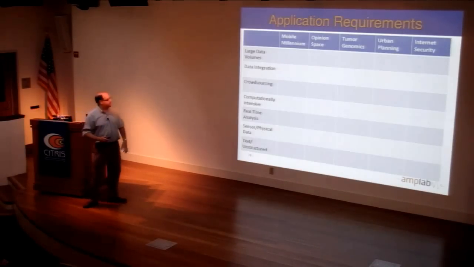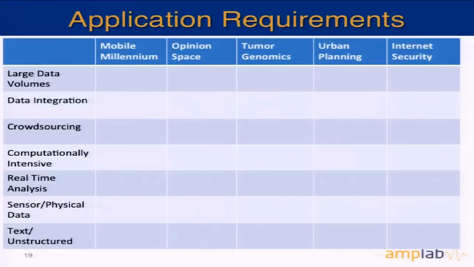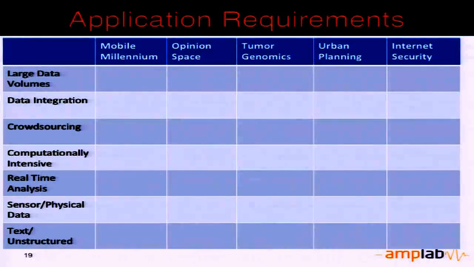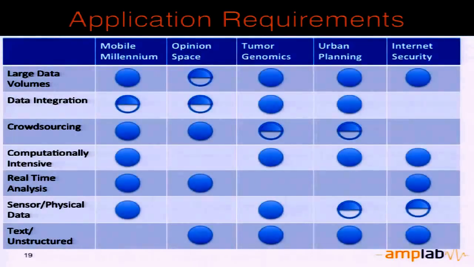Okay, and if you look at this set of applications, here are the things that we want to be able to handle. We want to be able to handle a lot of data. We want to be able to take data from lots of different places. That's data integration. Sometimes we bring people in, that's crowdsourcing. Sometimes, we have applications that are computationally intensive. Sometimes we have real-time requirements, physical sensor data, text, unstructured data. And none of those applications has all of those, but if you take them as a whole, we get really nice coverage of the space.